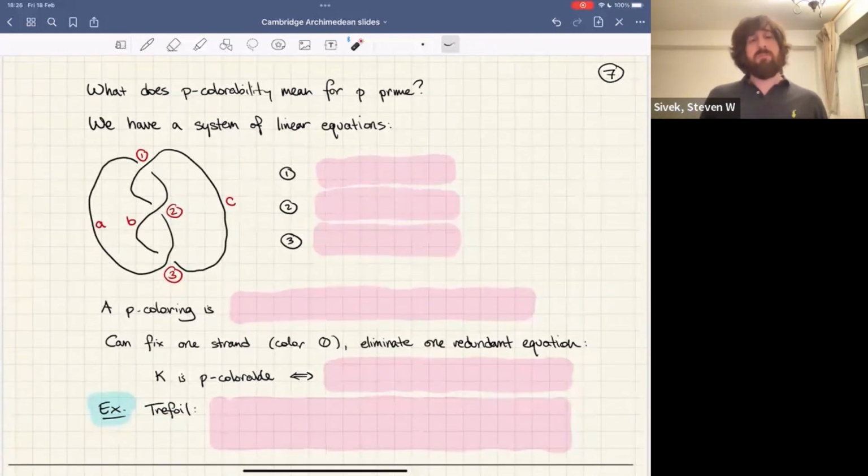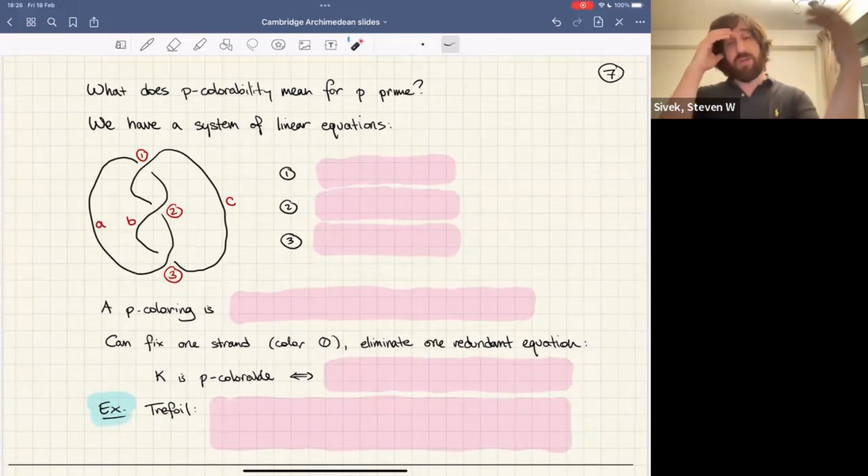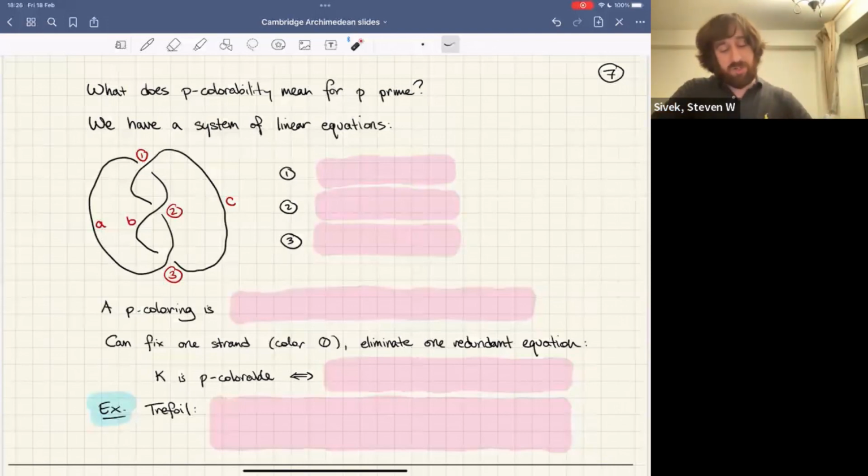Now, what does this actually mean? Why would you come up with this? Like, how is this a reasonable thing to do? Well, the point is, if we're trying to p-color a knot diagram, we have a system of linear equations. So I've labeled here on this trefoil, I've numbered the crossings 1, 2, and 3, and I've labeled the strands which we're coloring A, B, and C.